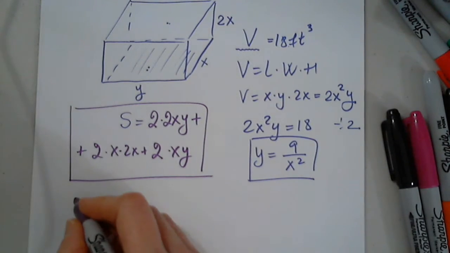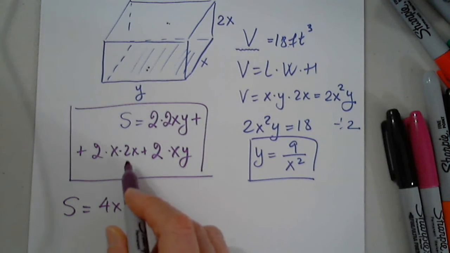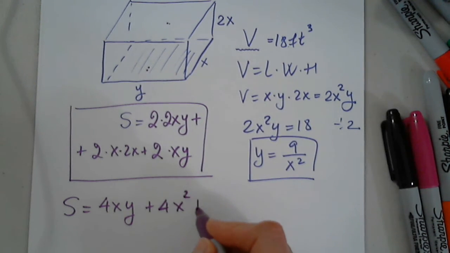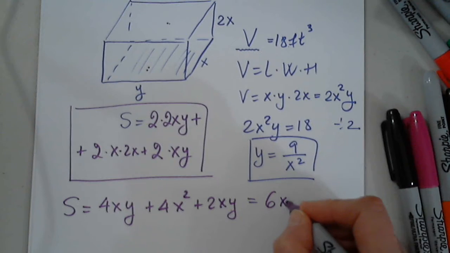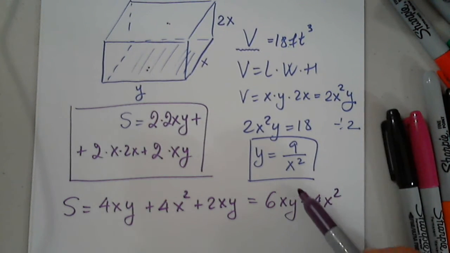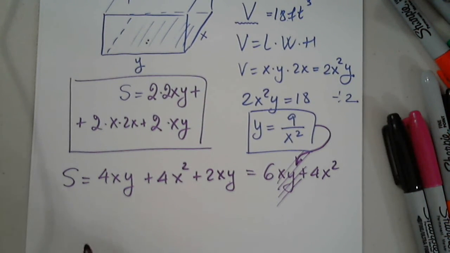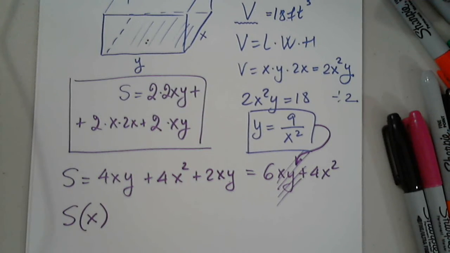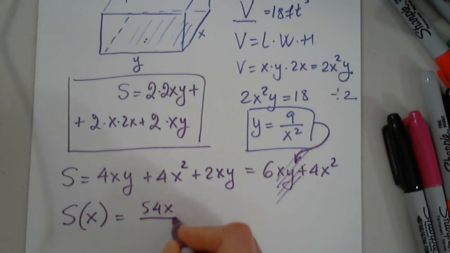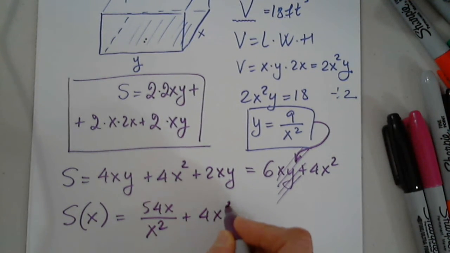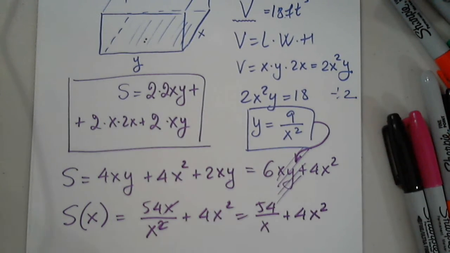I have to clean it up. So this is 4xy plus 4x squared plus 2xy. I will combine these two and have 6xy plus 4x squared. Of course, I'm going to have to remove y and replace it by 9 over x squared. And now I can say this is a function of one variable. So this will be 6x times 9, 54x over x squared plus 4x squared, and simplify: 54 over x plus 4x squared.